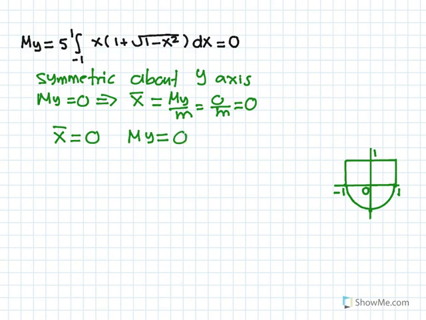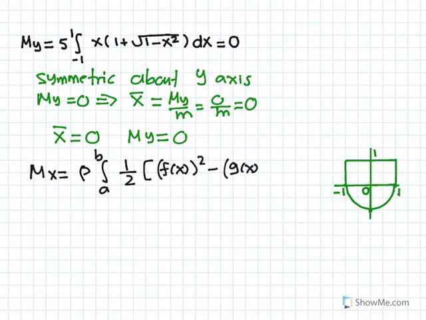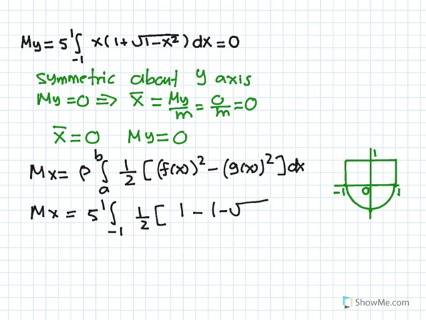So let's now find the moment with respect to the x-axis. The moment with respect to the x-axis, according to the formulas, is rho times integral a to b, 1/2, top function squared, f of x all squared, minus bottom function squared, g of x all squared, integrated with respect to x. So the moment with respect to the x-axis is equal to 5 times integral from -1 to 1, 1/2 times 1 squared is 1 minus g of x squared, that's minus root of 1 minus x squared, all squared dx.